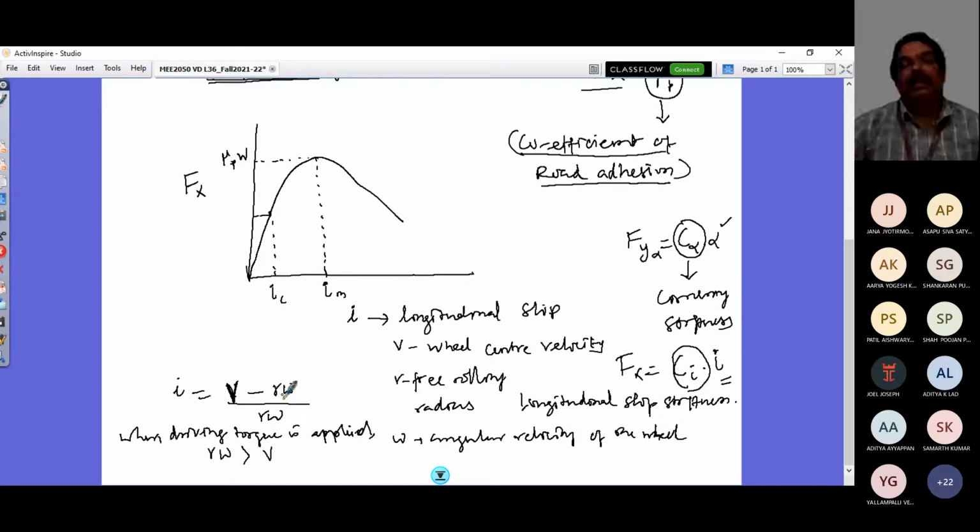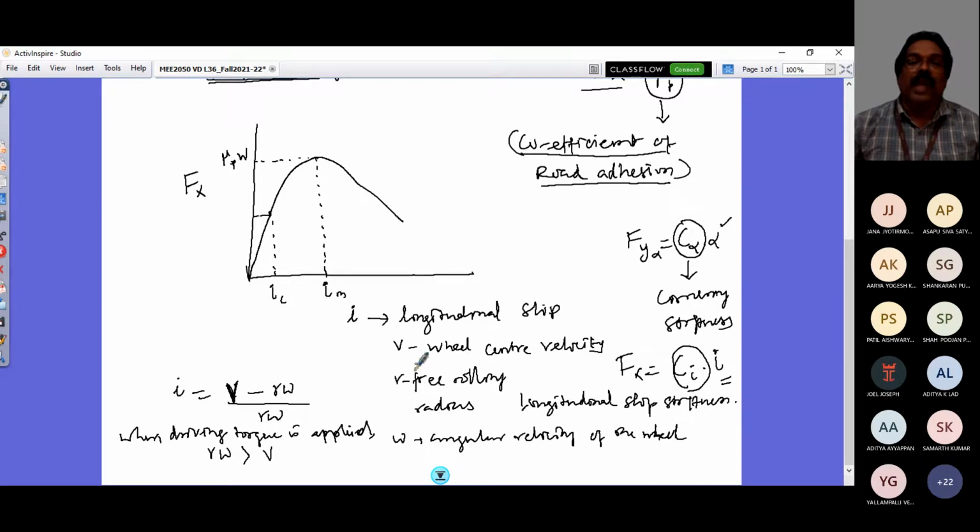So when driving torque is not applied, for example, my vehicle is a rear wheel drive vehicle, and my front wheels are not supplied by the torque, R times omega is for my free rolling condition. So the operating condition of your tire, when it is freely rolling, when it is applied with the driving torque, when it is applied with the braking torque, are three different scenarios you will look at.